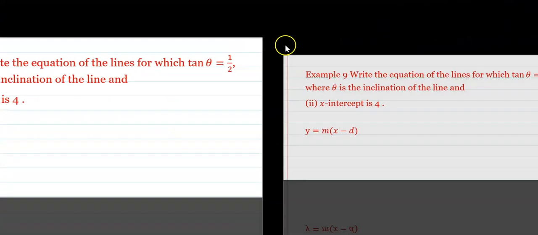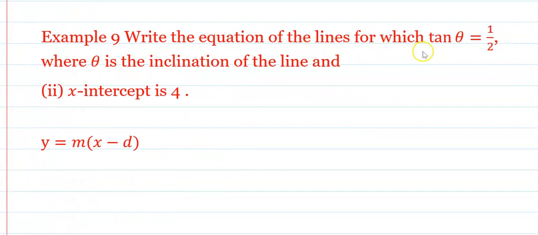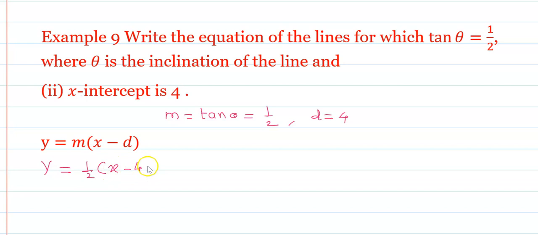Again, write the equation of the line for which tan theta is 1 upon 2. Theta is the inclination. Now here we have given the x-intercept. Again, substitute the value. m is equal to tan theta, which is 1 upon 2. You know the slope of the line and the intercept, that is the value of d, d is equal to 4. Substitute the values. Therefore, y is equal to the slope 1 upon 2 in bracket x minus 4.